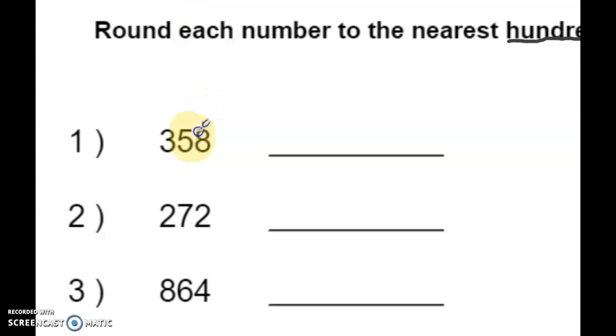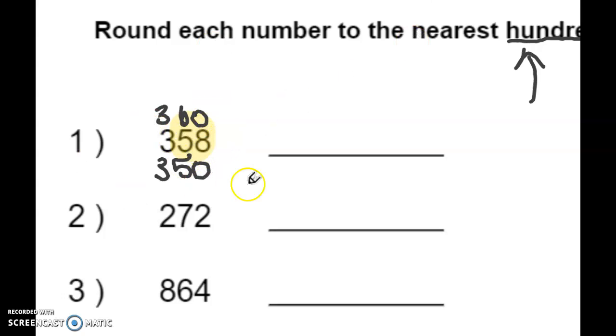All right, so I have 58. If I counted up, what would be the next 10? If I go 50, 60 would be my next 10. If I stayed, I would be at 50. Now my 300 does not change. The only thing that will change is from that place value to the right.